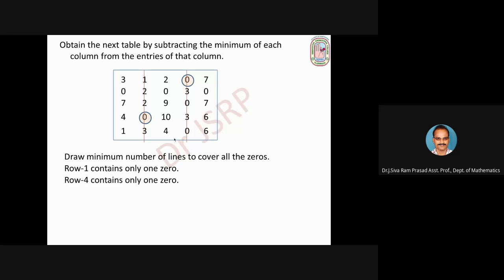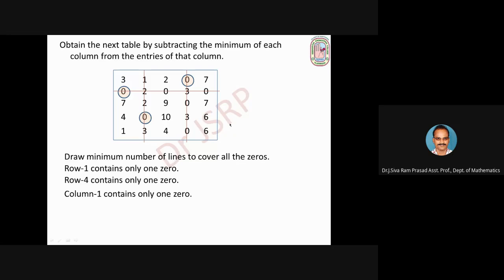Now observe, there are still zeros not covered by lines. Then go for columns. So go for the first column. The first column contains only one 0. Circle that 0 and fix the corresponding row, that is cross off row 2. Second column is already fixed, third column has no 0, fourth column is already fixed, fifth column has no 0. Okay, so observe all zeros are covered by lines.